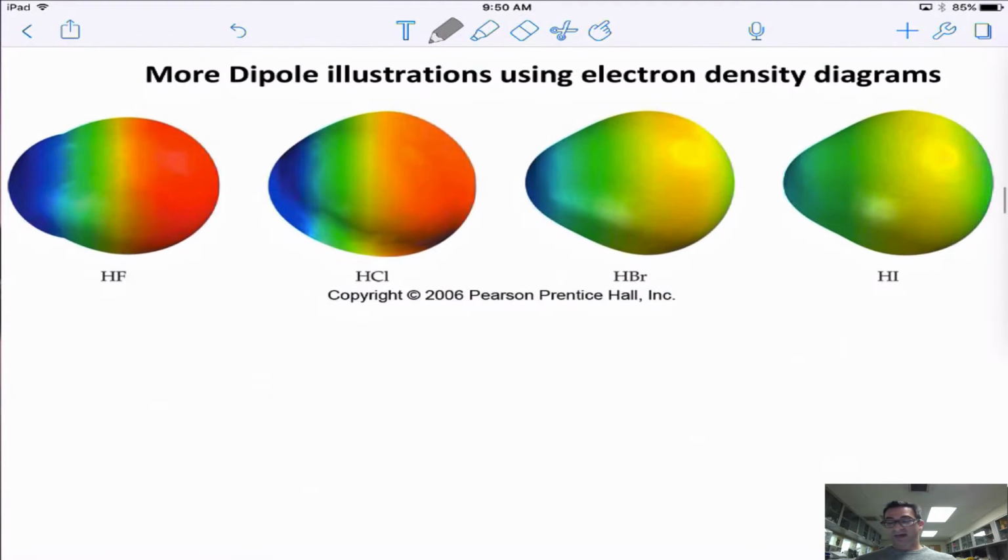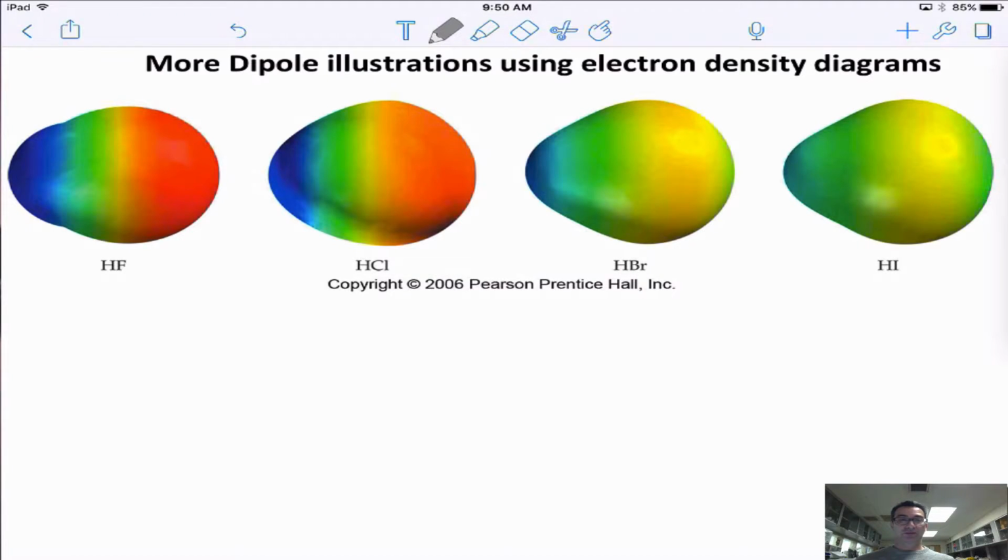Here's 4 more diagrams for you. And they're just showing you the degree of polarity, how they change. So over here, HF, we'd have the most polar. At the other end, the HI, we would be the least polar. And this has to do with their difference in electronegativity. Now this is, again, talking about the bonds, the bond polarity.